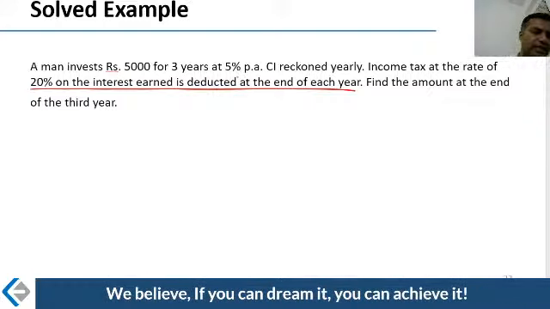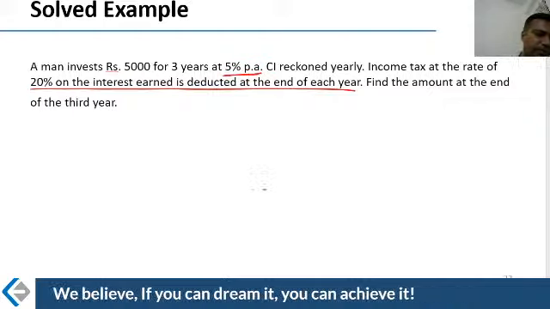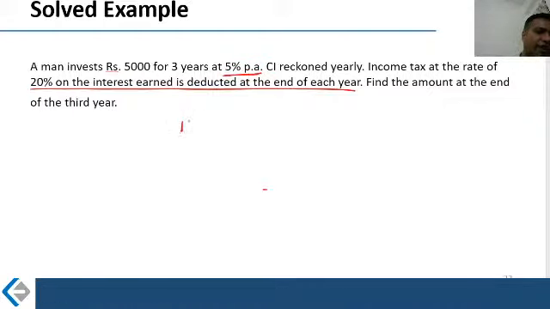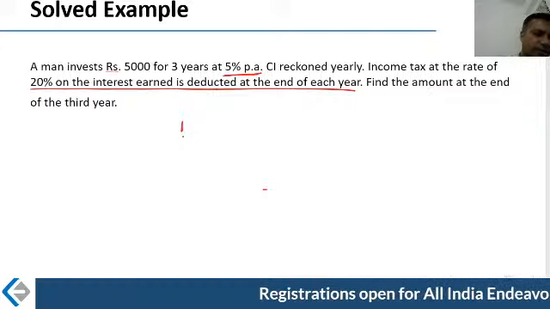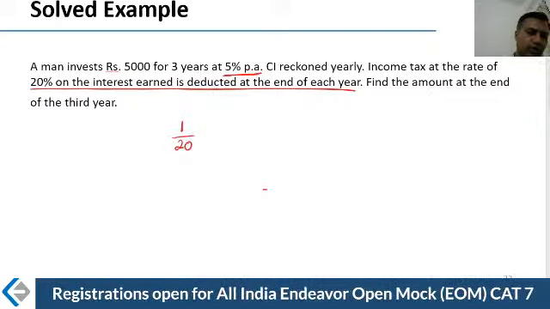Now look at this. His interest earned is 5%. What is 5%, friends? Fraction-wise, 5% is going to be 1 by 20. Good. Now look at this. What is happening here? 20% of whatever he's earning, 1 by 20th of the principal.